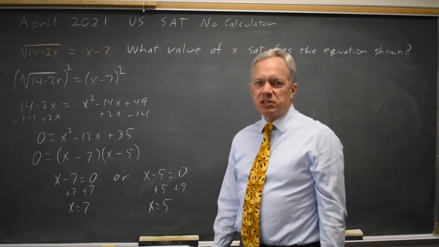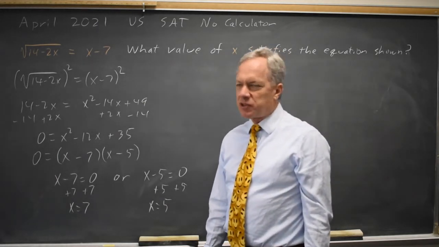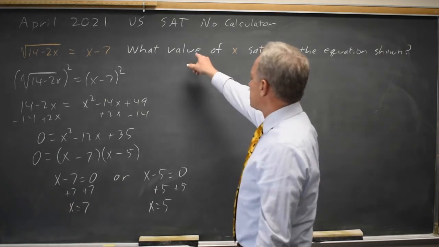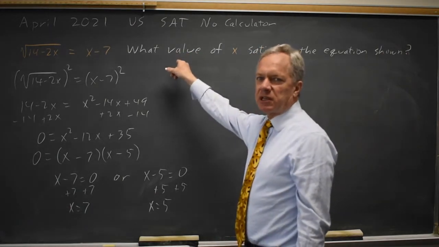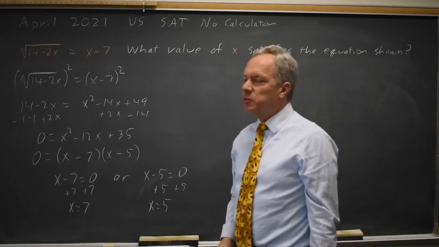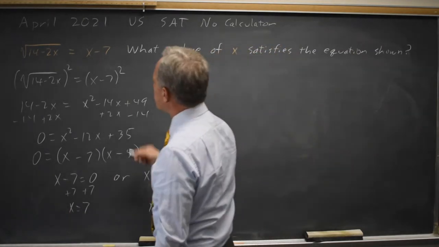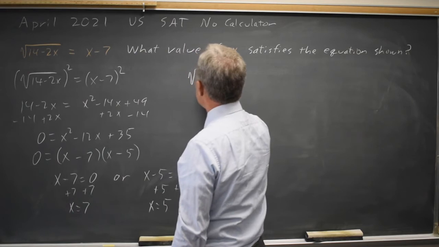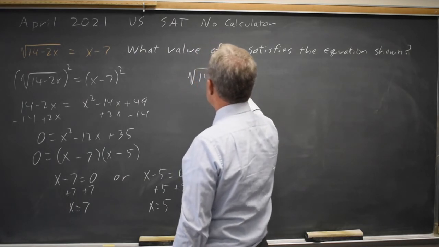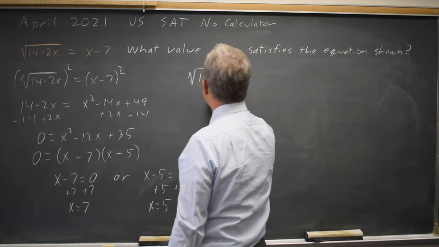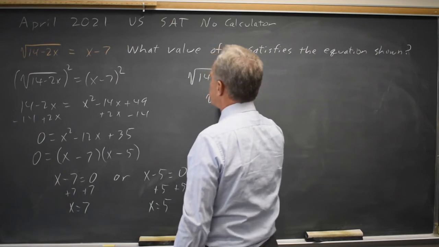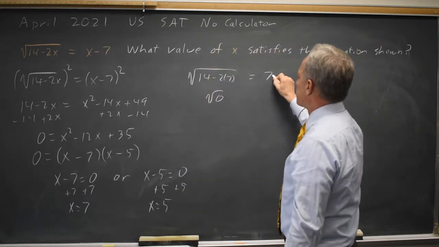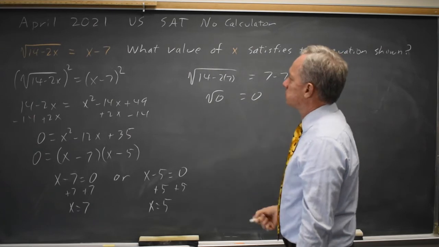And we're tempted to just bubble one of them in, but it says what value. It doesn't say what is a value. So we know there's only one that works. Let's try 7. Square root of 14 minus twice 7 is the square root of 14 minus 14 is root 0. And that is 7 minus 7, which is 0.